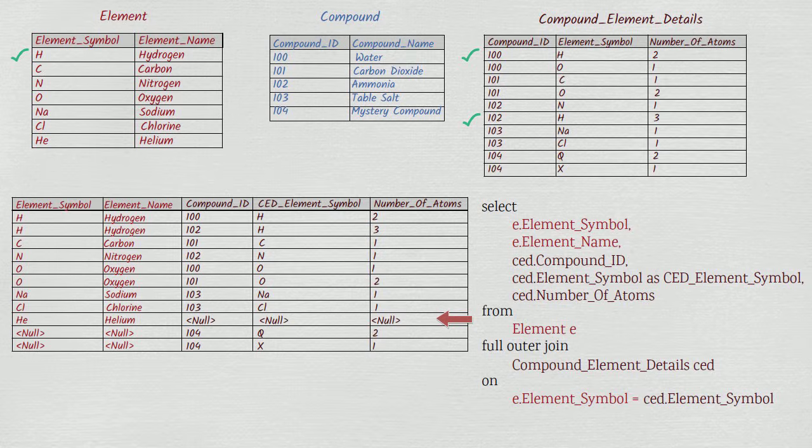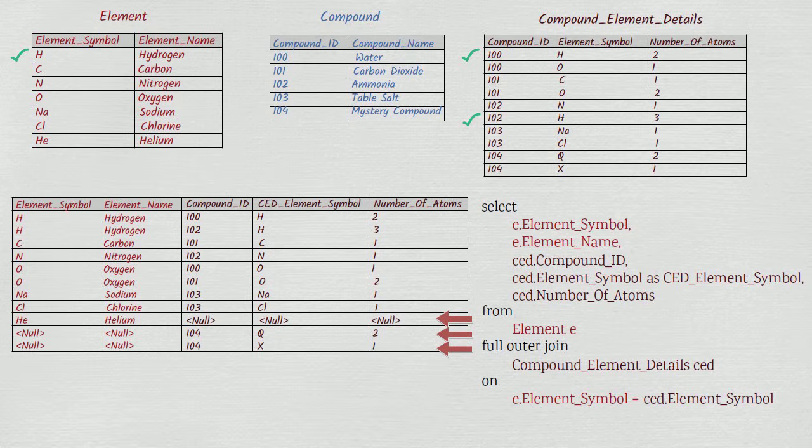What about the row that has CED element symbol Q? It means something like the compound with ID 104 contains 2 atoms of an element with symbol Q, but we have no information about what element the symbol Q is supposed to represent. And the row with CED element symbol X can be interpreted along the same lines.